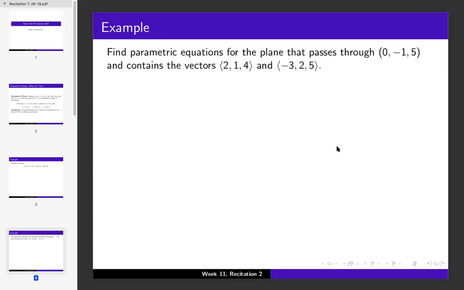All right, so let's do this example. We want to find parametric equations for the plane that passes through the point (0, -1, 5) and contains the vectors (2, 1, 4) and (-3, 2, 5). So how do we parameterize planes? I want to remind everyone how you do that.